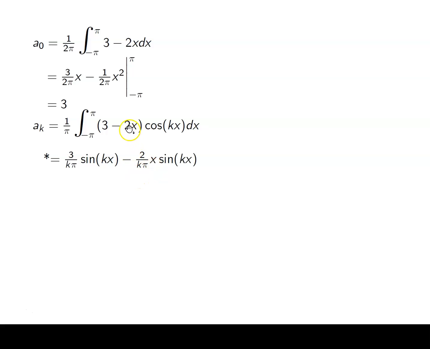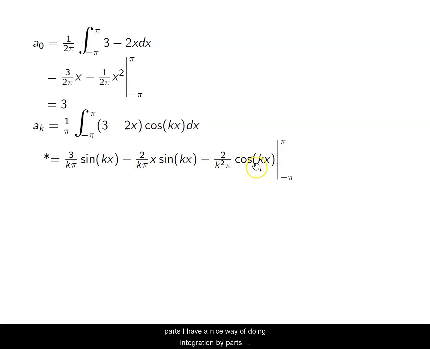And then from the negative 2x cosine kx, I'm going to have a few terms. These next few terms come from this integration. I'm going to get negative 2 over k pi x sine kx minus 2 over k squared pi cosine kx, evaluated from pi to negative pi. So this comes from integration by parts.